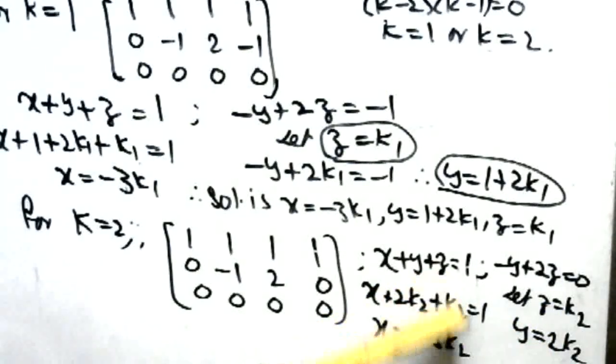Let me substitute z and y here. The value of z is k2. The value of y is 2k2. So we get the value of x as 1 minus 3k2. So this is another solution.